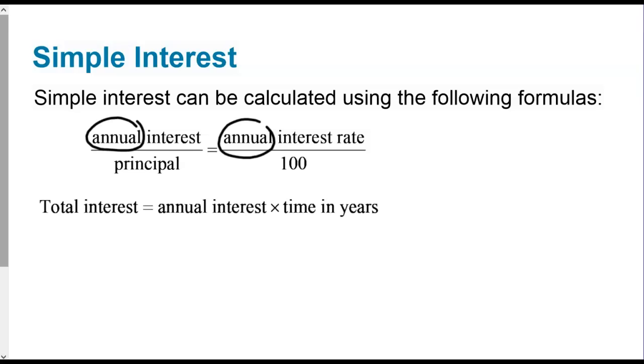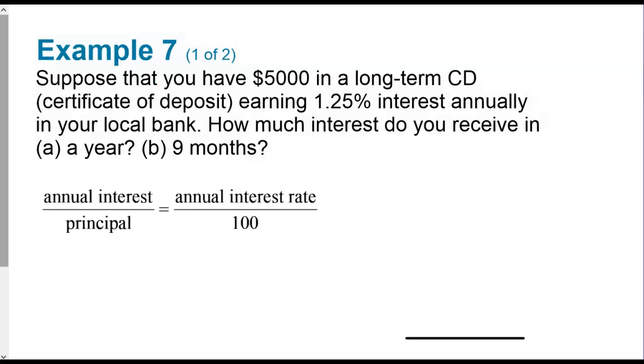So make sure that you're always paying attention on those types of problems. Don't let them trick you. If they say 6 months, then it's 0.5 years, over the principal that you're spending. So let's go ahead and look at our problem then.